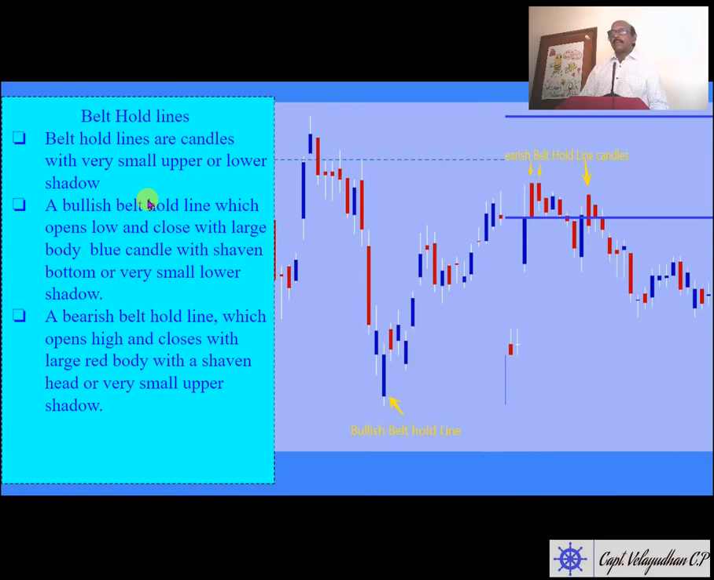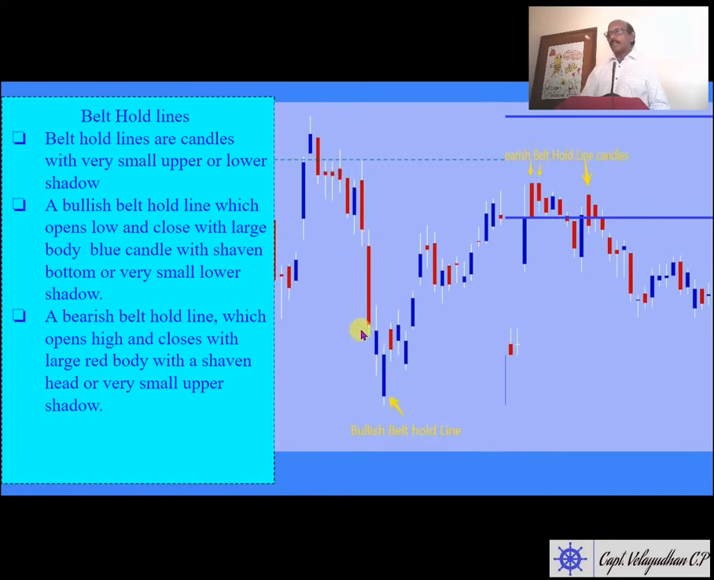Belt hold lines. Belt hold lines are candles with a very small upper or lower shadow. A bullish belt hold line opens low and closes with a large-bodied blue candle with a shaven bottom or very small lower shadow. This is a bullish belt hold line.